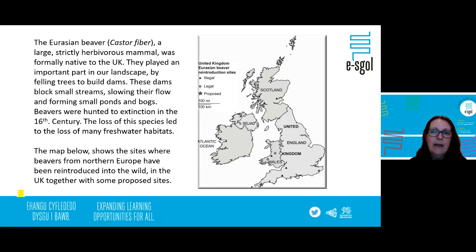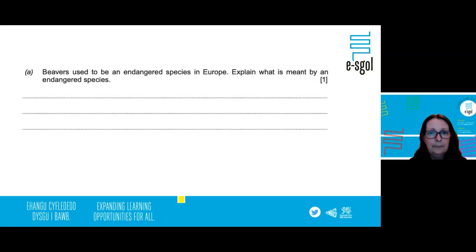So this map here shows us some of the sites where beavers have been reintroduced, with some proposed sites as well. So that information here, that's what we need to refer to when we look at these next few questions. So quite a straightforward question to start with. Beavers used to be endangered in Europe. Explain what is meant by an endangered species.